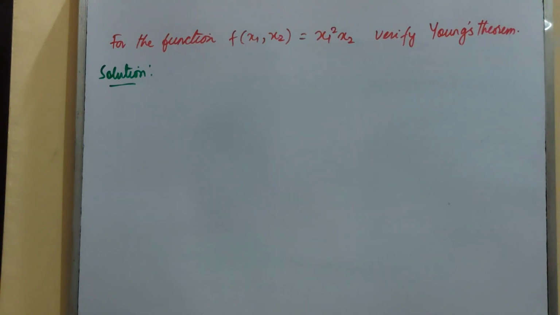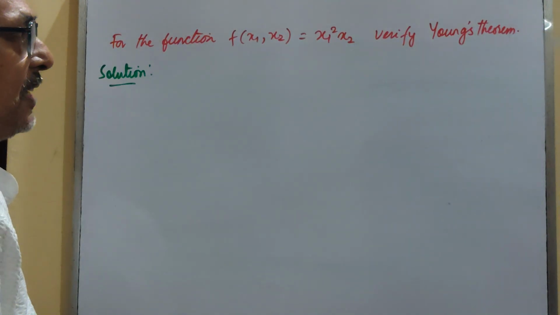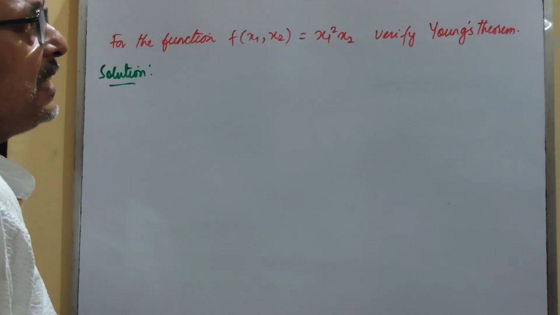Hello, in this video we want to solve this question. This question is from Mathematics for Economics. The question is, for the function f of x1 comma x2 equals x1 squared x2, verify Young's theorem.